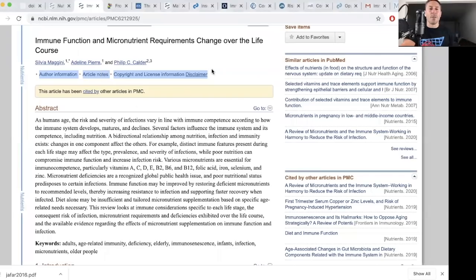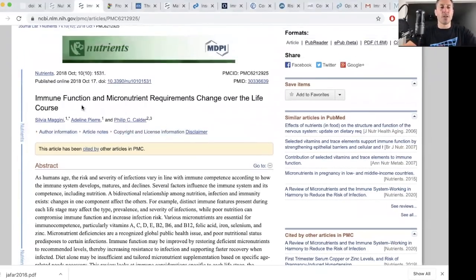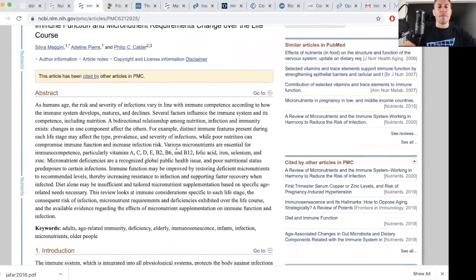This is well known, you guys. It is really not questionable. Immune function and micronutrient requirements change over the life course. This is from 2018. Various micronutrients are essential for immunocompetence, which means a healthy functioning immune system, particularly vitamins A, C, D, E, B2, which is riboflavin, B6, which is pyridoxine, B12, folic acid, which does not occur in nature. It should be folate, iron, selenium, and zinc.